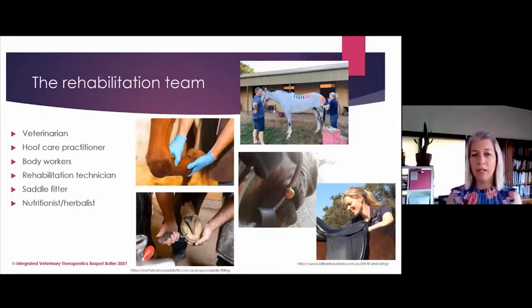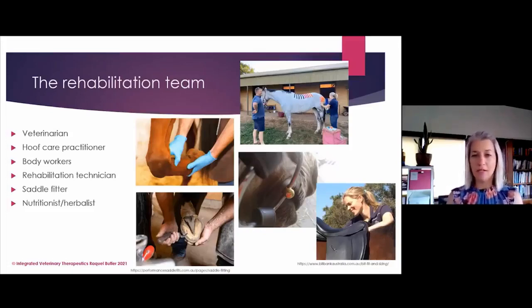Saddle fit is going to be important, especially if you've done a lot of groundwork and in-hand work as part of the rehab program. You may have completely changed the posture and the shape of your horse, and so you may need to get the saddle fitted. But when you've had a period of time out of the saddle anyway, that's going to be important. And some rehab plans involve riding, so you'll want to get it checked in the progress of your rehab plan. And then a nutritionist or a herbalist may be involved as well to aid with the healing.